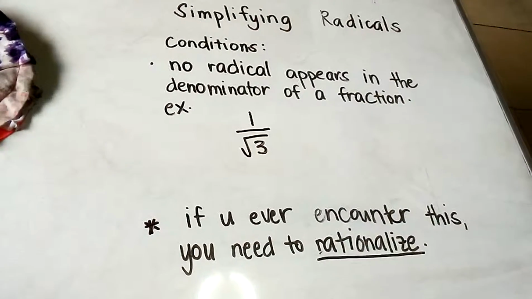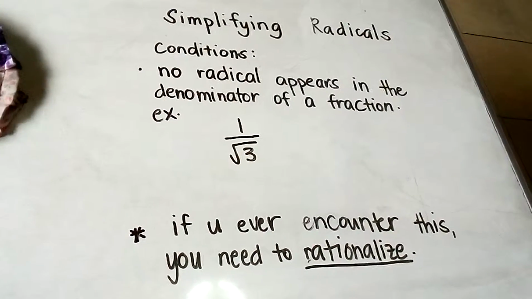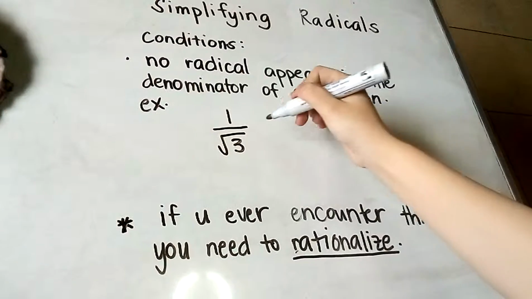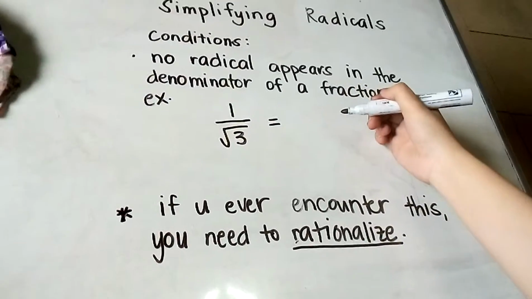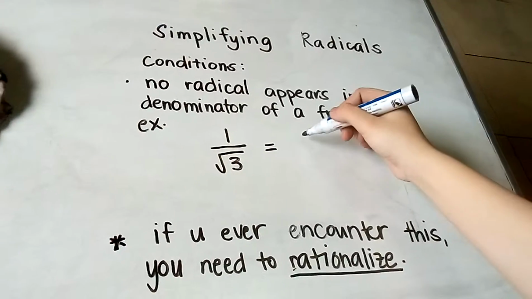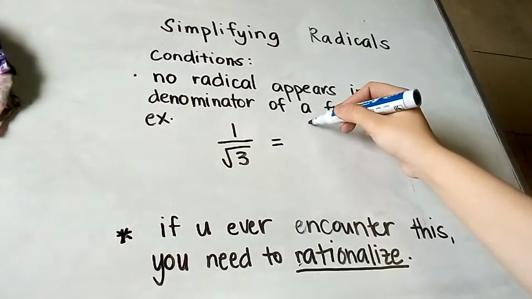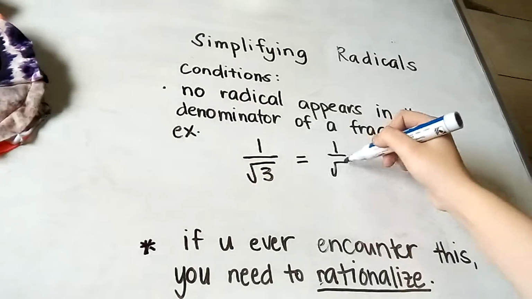If you ever encounter these, you need to rationalize. Example. Anong gagawin ko dito? Multiply mo, be. Square root of 3 over square root of 3.